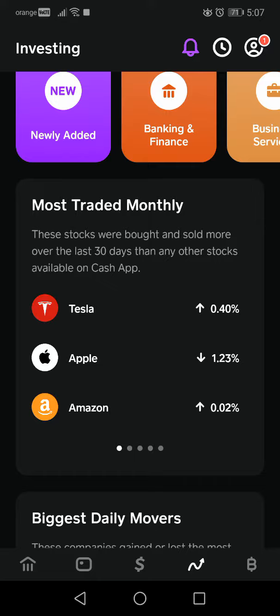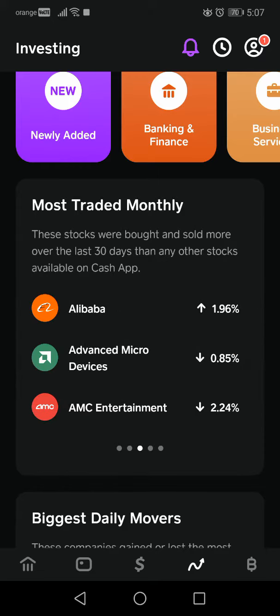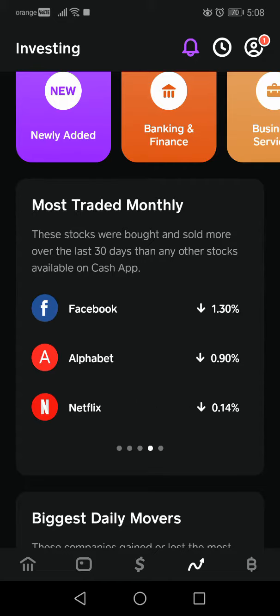So the most traded one is Tesla, as we could guess. Apple and Amazon, these are the top three. The second three are Nvidia, Microsoft, and Moderna. Very interesting. The third group is Alibaba, Advanced Micro Devices, AMC Entertainment. Fourth group, Facebook, Alphabet, Netflix.